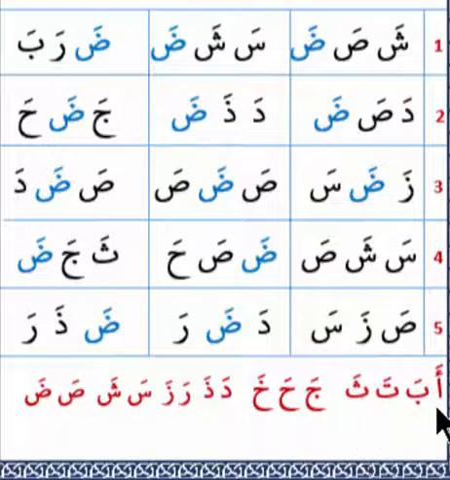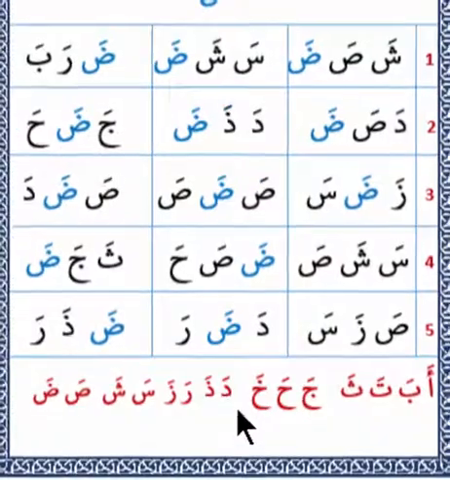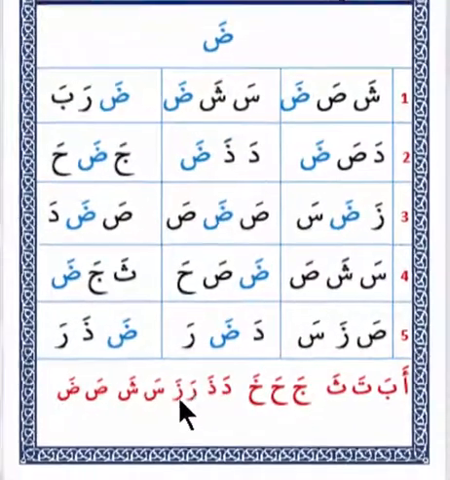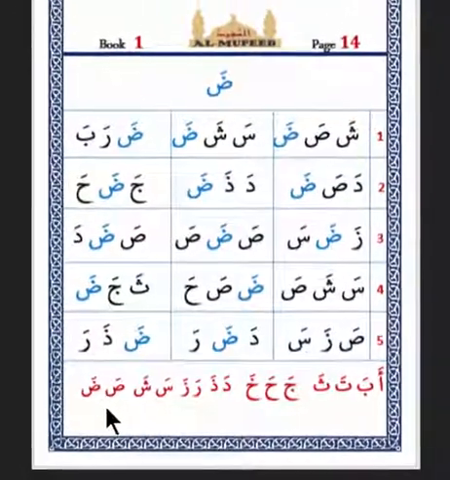Again, a, ba, ta, fa, ja, ha, kha, da, the, ra, za, sa, sha, sa, ba. And now fast. A, ba, ta, fa, ja, ha, kha, da, the, ra, za, sa, sha, sa, ba.